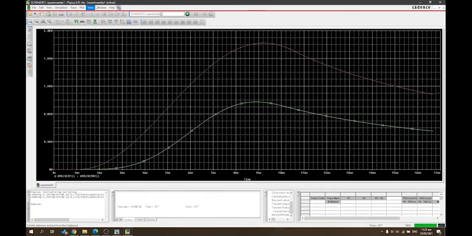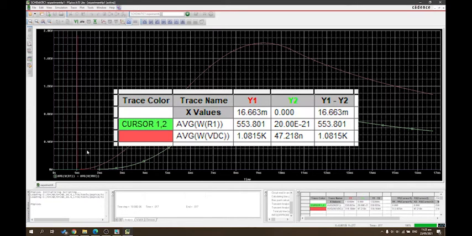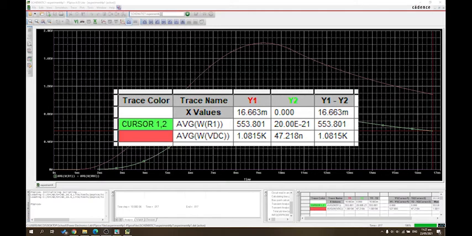As observed in the waveform, the average power at the resistor is at 553.801 watts and the average power for the DC voltage source is at 1.0815 kilowatts.